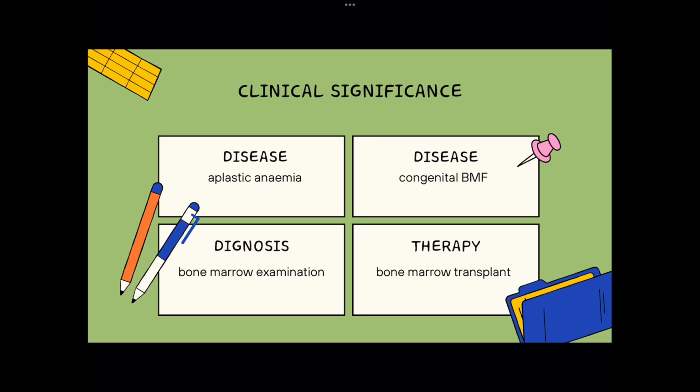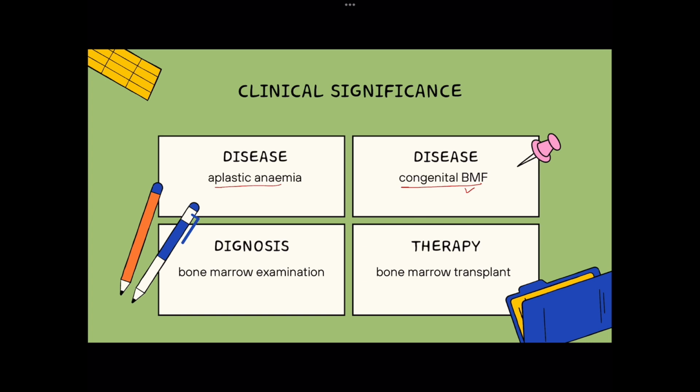So their clinical significance should be known. Why should we know all these things? Because there are some diseases which involve the stem cell like aplastic anemia or congenital bone marrow failure syndrome. So there is pancytopenia. All three cell lineages are less in number. There is another disease, a leukemia. This is called chronic myeloid leukemia, CML. CML is a disease of the stem cell where all three cell lineages are increased.